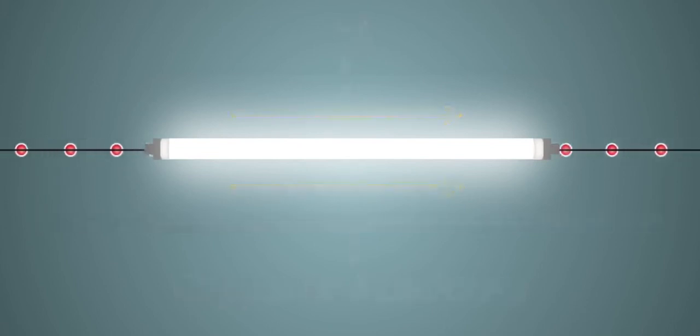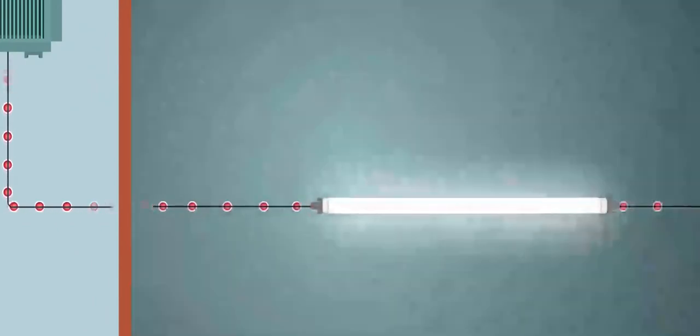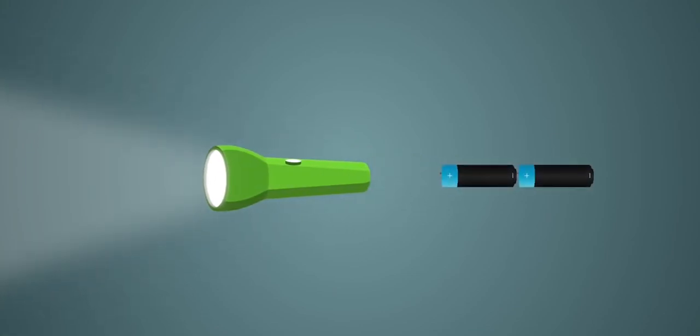The charges move in one direction in the wires because of the energy supplied to them by the transformers. So the transformer supplies energy, the charges move in a wire, which in turn makes our appliances work. A flashlight also works in the same way. But here the energy is supplied by the two electric batteries.